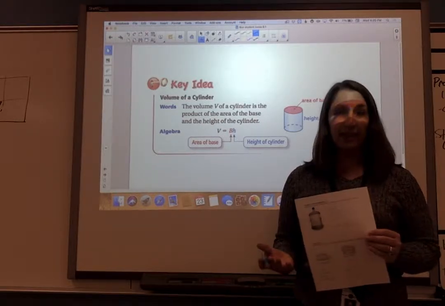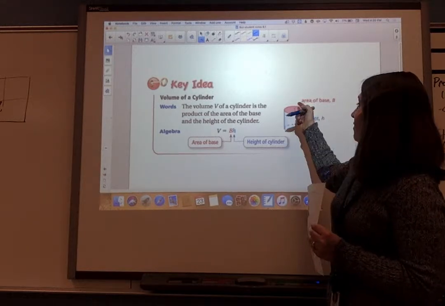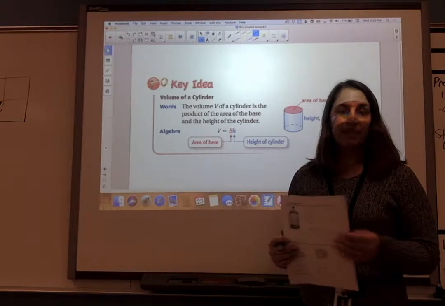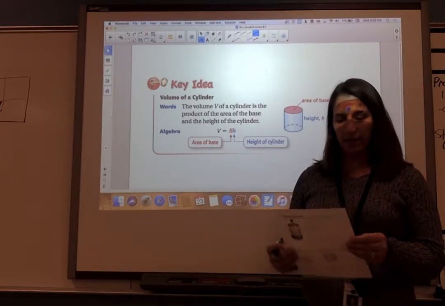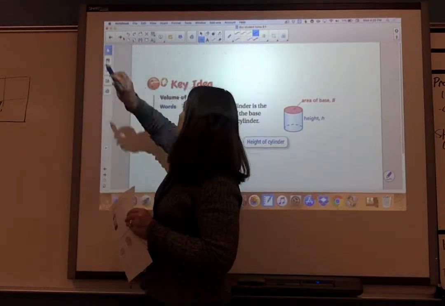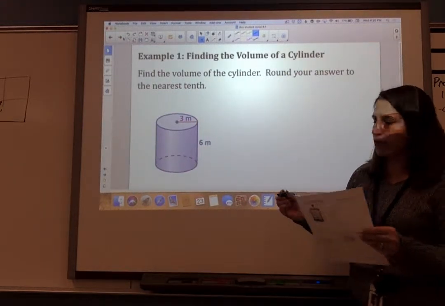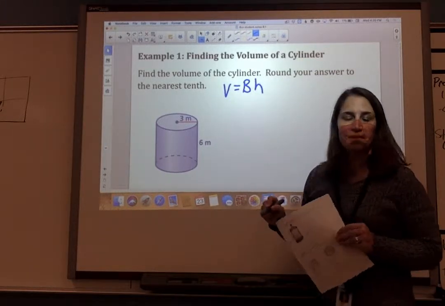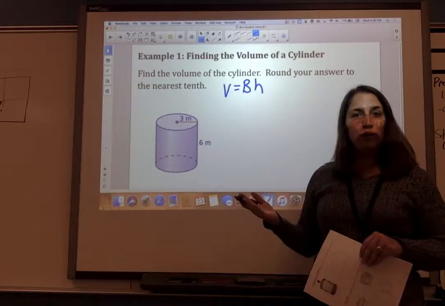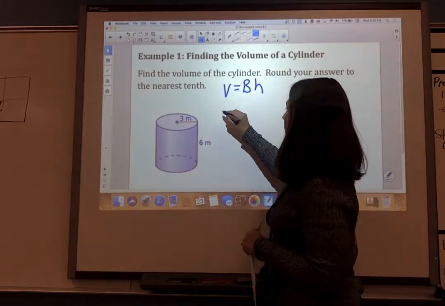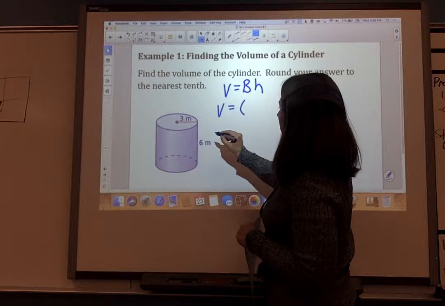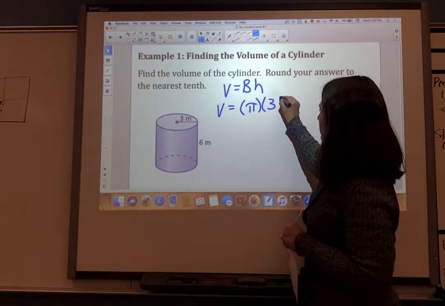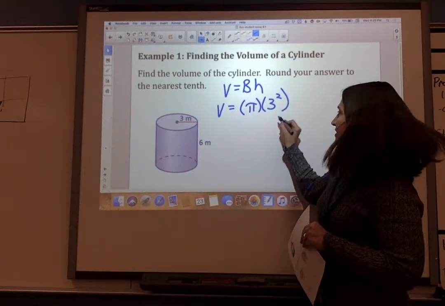It's exactly like a prism, only the base is a circle instead of some sort of a polygon. Same concept, volume equals area of the base times the height. So let's go ahead and solve this first one. We'll start by saying volume equals capital B times H. And we remember that the area of a circle is pi r squared. So the area of the base is pi times 3 squared, and then the height is 6.